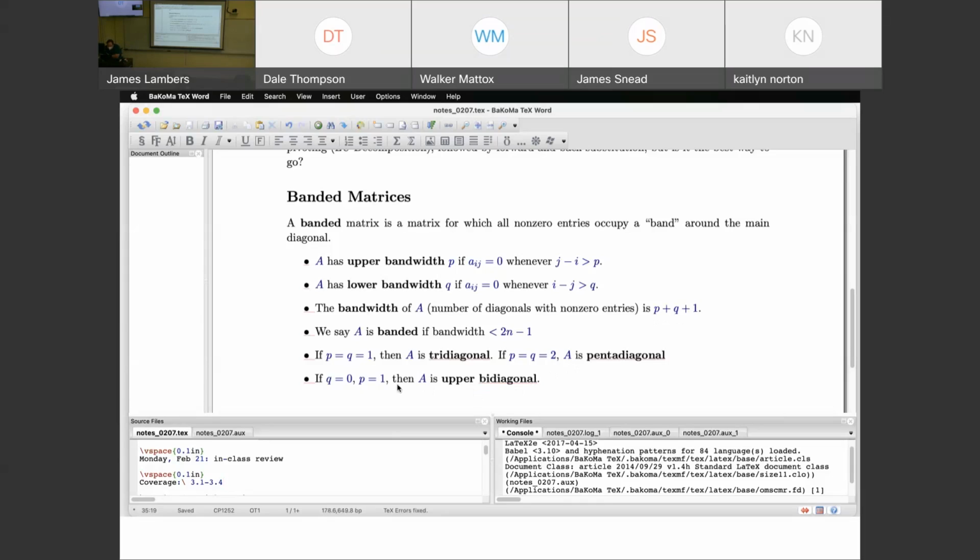Another kind of matrix that comes up fairly often is where Q is 0, which means the matrix is upper triangular, but more specifically, P is 1, so there's only one non-zero diagonal above the main one. We call that the first super diagonal, and the term for this is that A is upper bidiagonal.